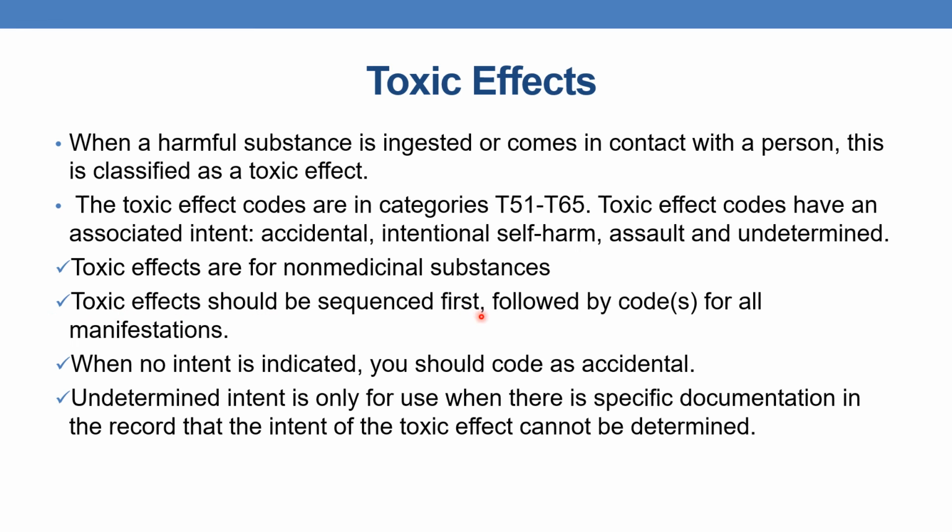And toxic effects should be sequenced first. So poisoning and toxic effects should be sequenced first, whereas adverse effects and underdosing are sequenced as SDX. Toxic effects should be sequenced first, followed by codes for all manifestations. And when no intent is indicated, you should code accidental. Undetermined intent is only used when there is specific documentation in the record that the intent of the toxic effect cannot be determined.